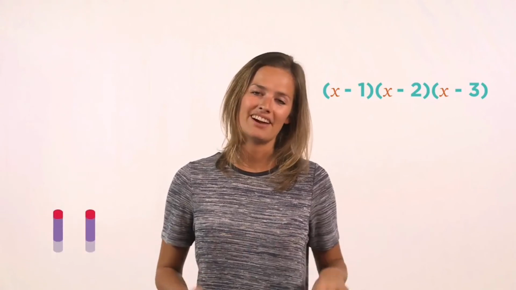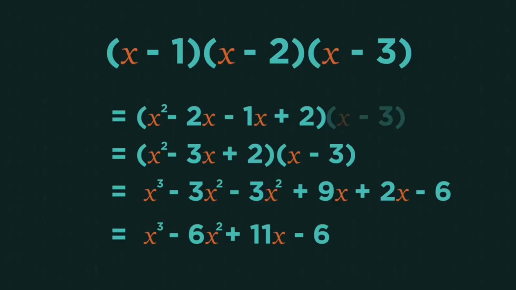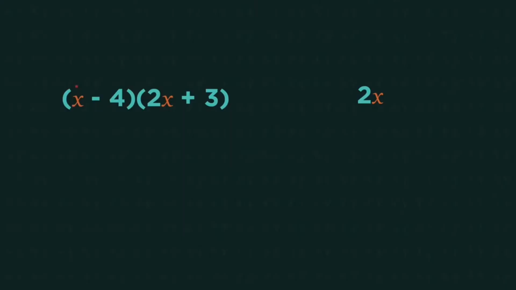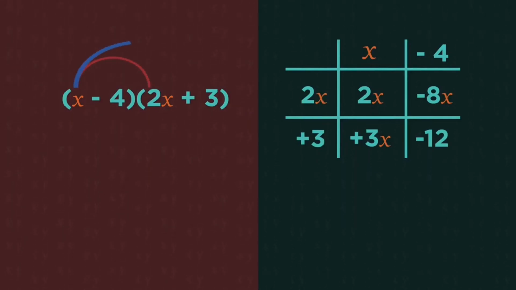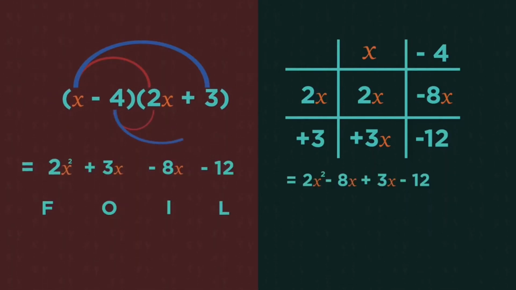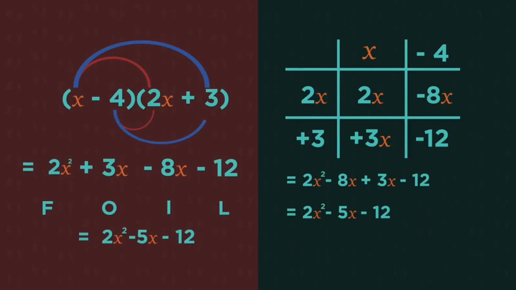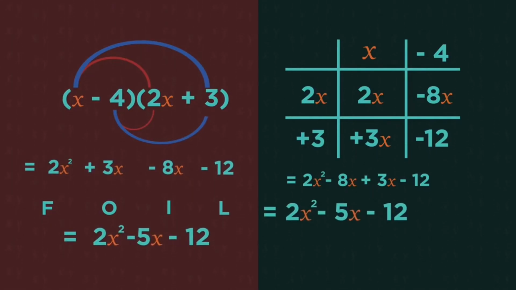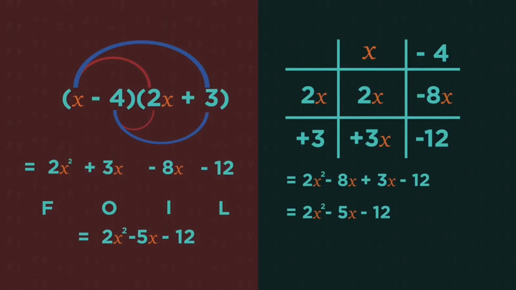Give this triple bracket a go. Pause the video, work out the answer, and click play when you're ready. Did you get it right? So there we have expanding double brackets and even triple brackets. We just need to remember to multiply everything in the second bracket by everything in the first bracket so that we end up with 4 terms. And then we simplify it. In this video, I showed you 2 different methods, so you choose which one you prefer.